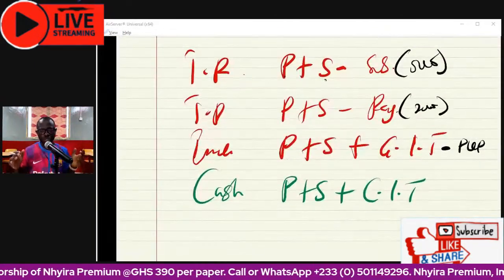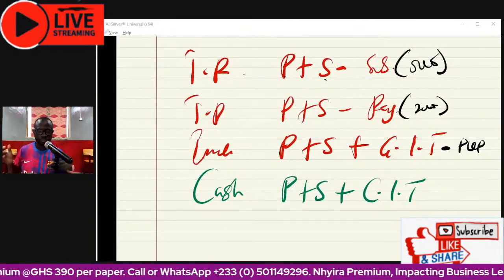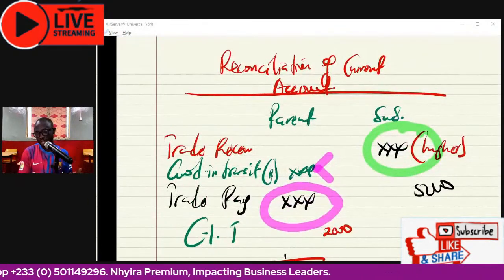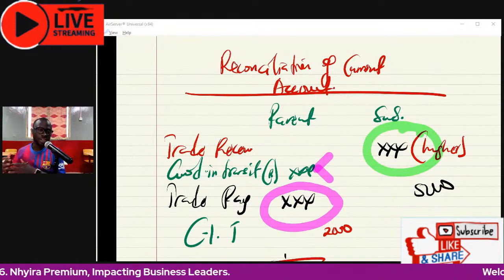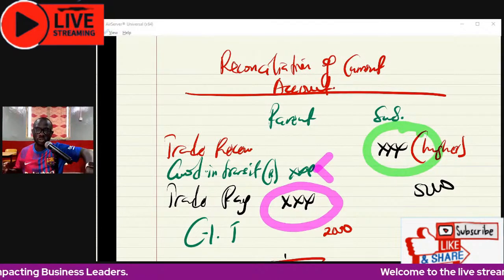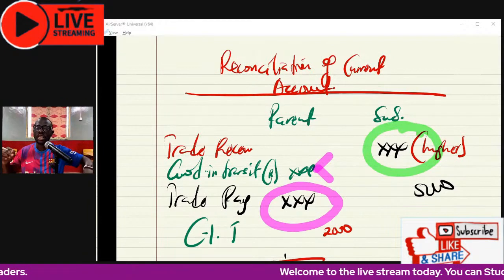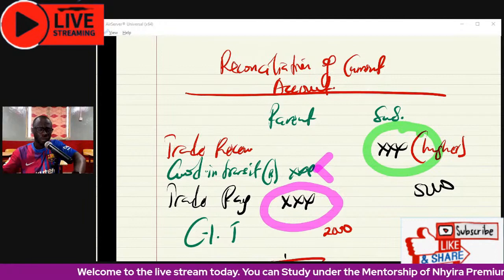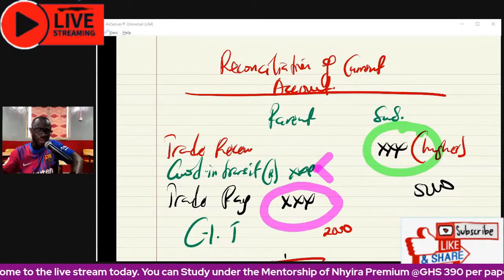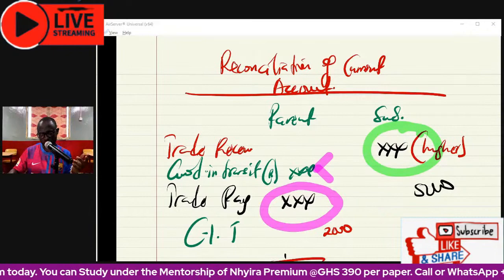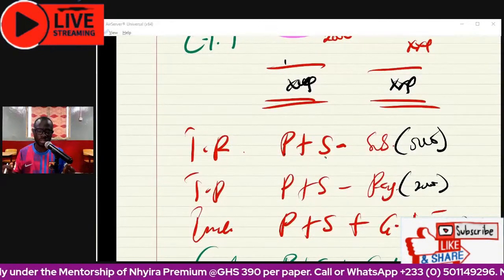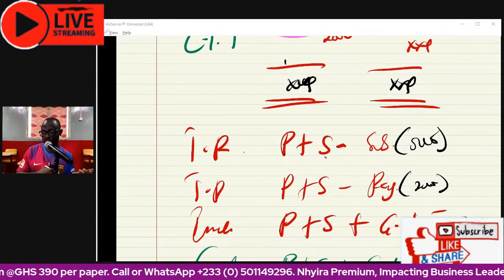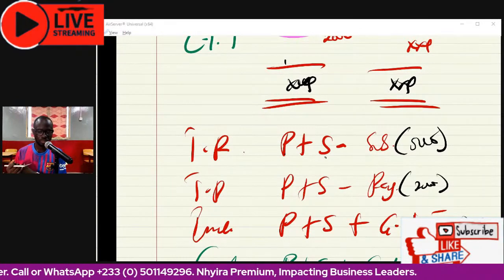So when it comes to intra-group trading, these are the things that we need to understand. You need to note, if there is inventory, how do we treat it? If there is an asset that has been sold, how is it going to be treated? Then also, if there is a current account, which almost always will be there since there are trading occurring, how much do we deduct from the consolidated financial statement when dealing with trade receivables and then trade payables?